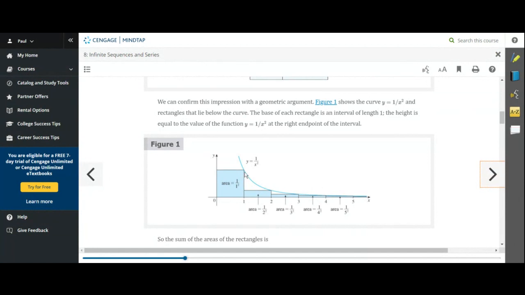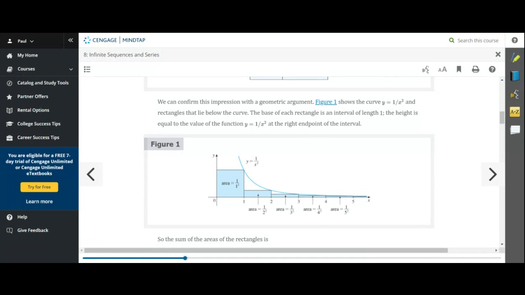But if you were to compute the integral of 1 over x squared from 1 to infinity, would that area be more or less than the sum of the areas of the boxes? Would that area be more or less? Who thinks they can offer an answer there? That's right, Tyreek. It would be more. Very good.